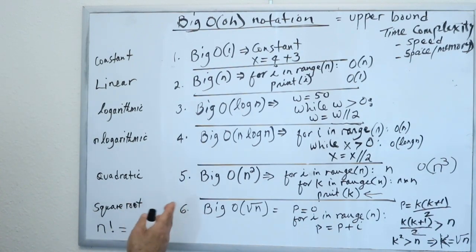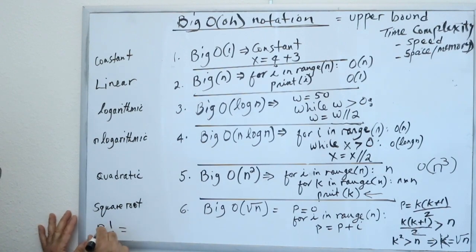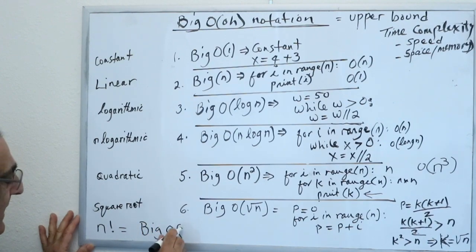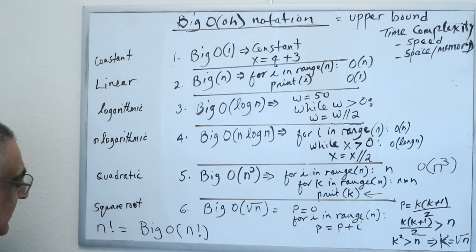There are other ones too, such as big O of n factorial and the exponential, so there are several. This is how you can analyze an algorithm to see its efficiency: how fast it's going to run and how much memory it's consuming, which helps you improve the algorithm. And thank you.